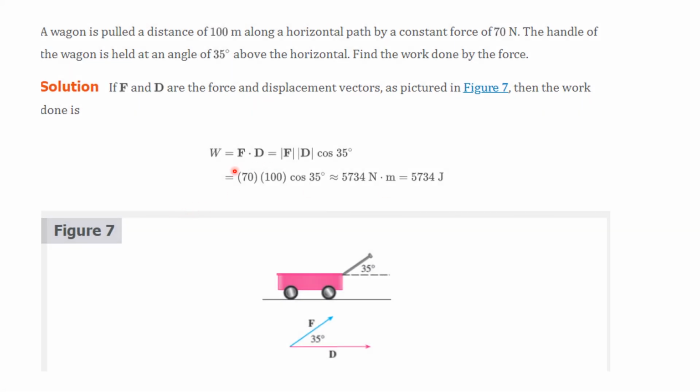We just use the formula. It's F dot D. We have this, and that's approximately this many joules. And there's a picture of what's happening with the wagon. It doesn't have to be horizontal.